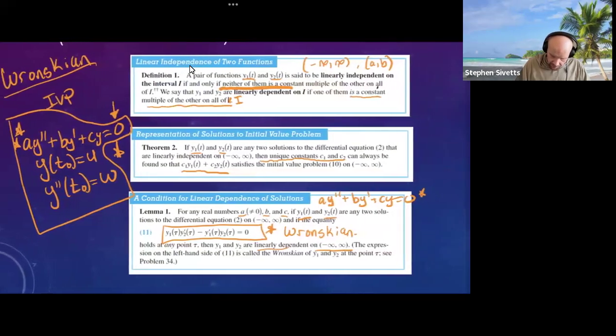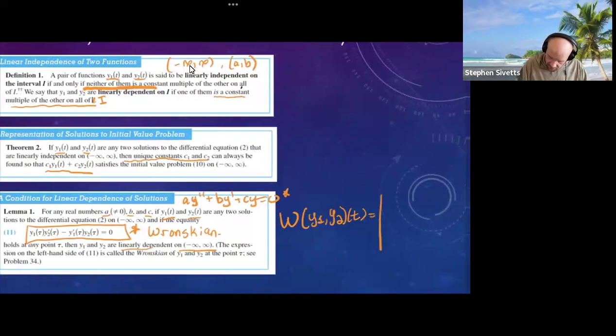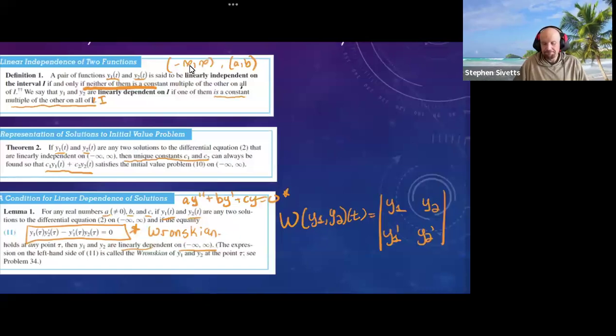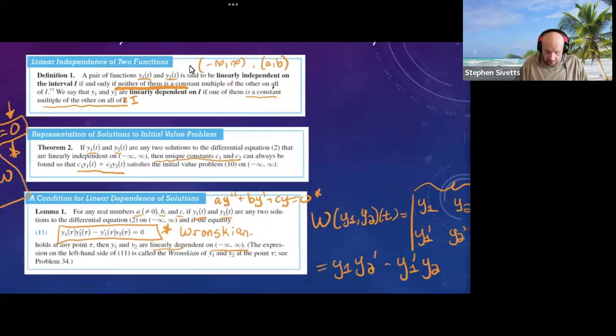If you had linear algebra before, the Wronskian, let me write this over here. The Wronskian of y1 and y2 of t will be a function in t. This will equal the determinant of the matrix with y1 and y2 on top, and y1 prime and y2 prime below. Just figure out the determinant of that function. So the Wronskian is just the determinant of this matrix, which equals y1 times y2 prime minus y1 prime times y2.